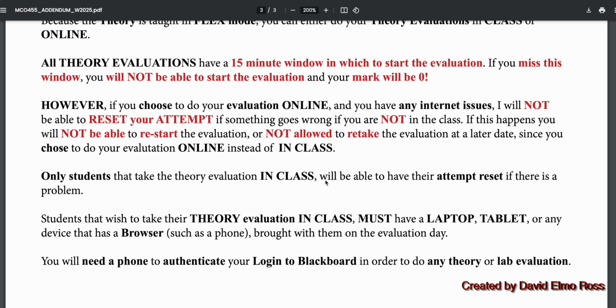Students that are in the class will be able to have any attempts reset, and you also will be able to, for the quizzes at least, look at what the feedback is, because you get no other feedback other than your mark. And if you take it in class, you must have a laptop, tablet, even a phone is good enough, because it's only multiple choice and true, false. And either way, you're going to need your phone to authenticate your log into Blackboard to do any theory or lab evaluation.